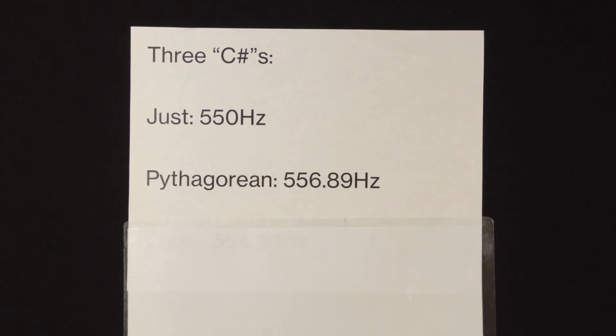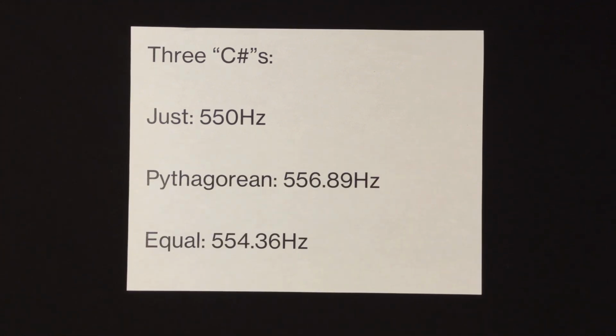Now the ratio of frequencies between any two notes is the same, and a given interval never changes wherever you play it. As an illustration to compare the tuning methods, start with the famous A440 Hz. The just C sharp is 550 Hz. The Pythagorean C sharp is approximately 556.89 Hz. And the equal tempered C sharp is about 554.36 Hz. The Pythagorean one sounds sharper and higher in pitch. Equal tempered is nicely between the just C sharp and the Pythagorean C sharp.